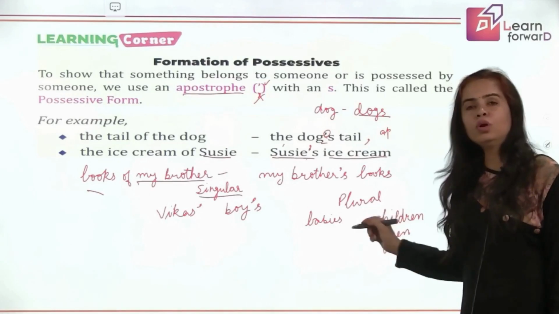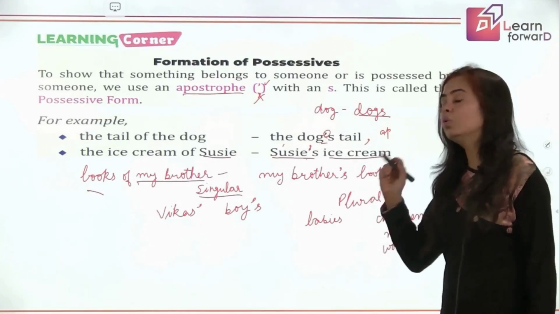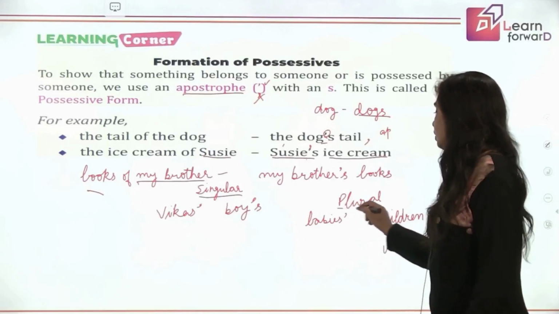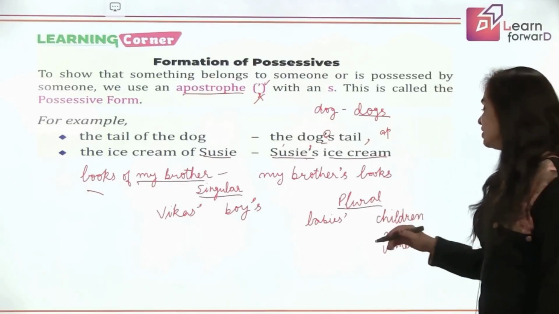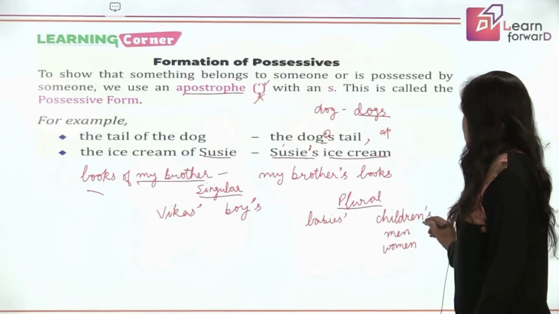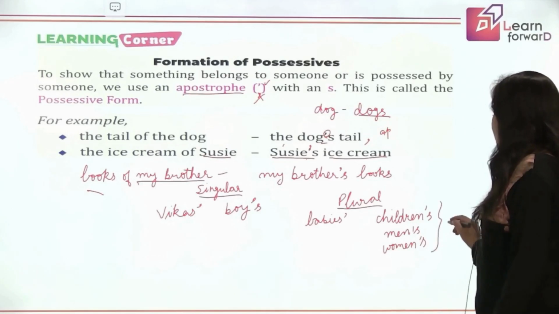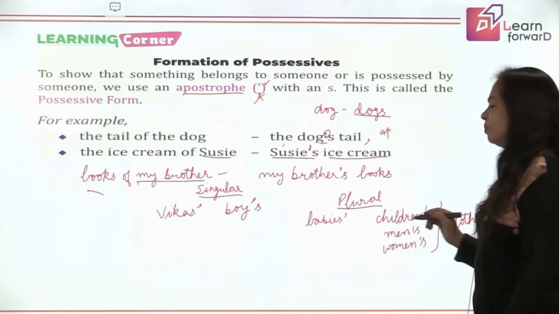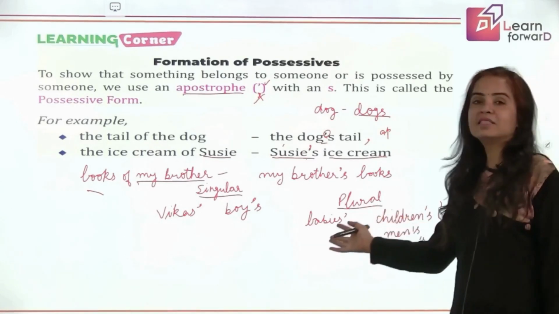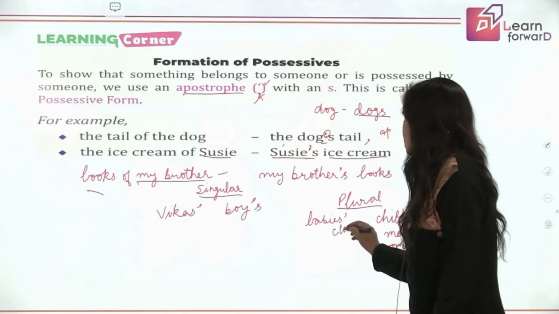So with the plural also, you will follow the same rule. S at the end, put only apostrophe. No S at the end, put apostrophe and S also. So we'll say children's, men's, women's, whatever you want to add. We can say clothes. All of them need them. And if I say babies, here also I can say babies' clothes.